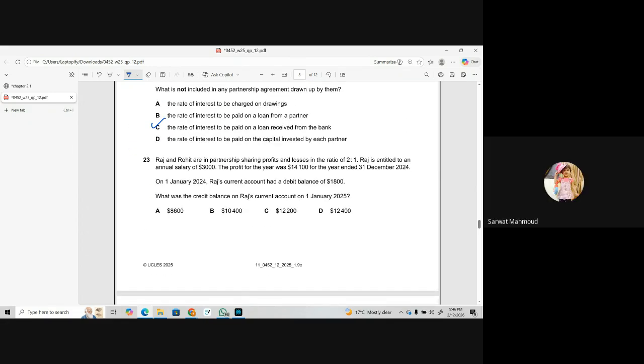Now read this one as well. Raj and Rohit are in partnership sharing profits and losses in the ratio 2:1. Raj is entitled to an annual salary of 3,000. The profit for the year ending 31 December 2024 was 14,100. On 1st January 2024, Raj's current account had a debit balance of 1,800. What was the credit balance on Raj's current account on 1st January 2025? Okay, let me try.